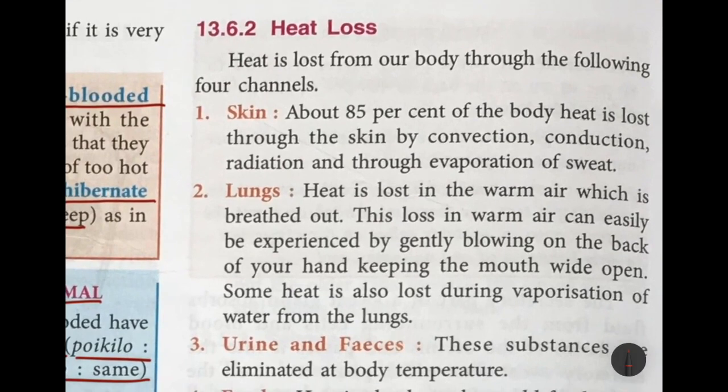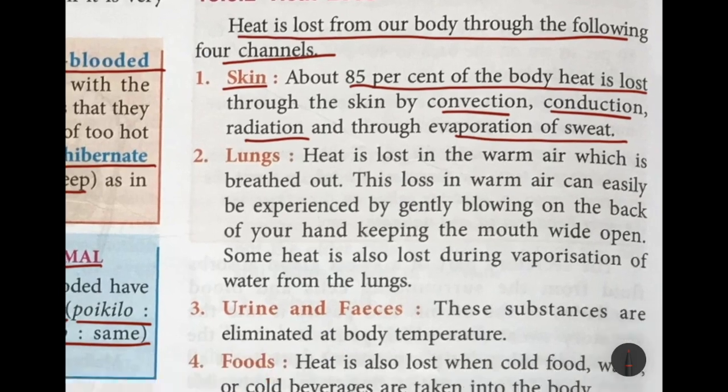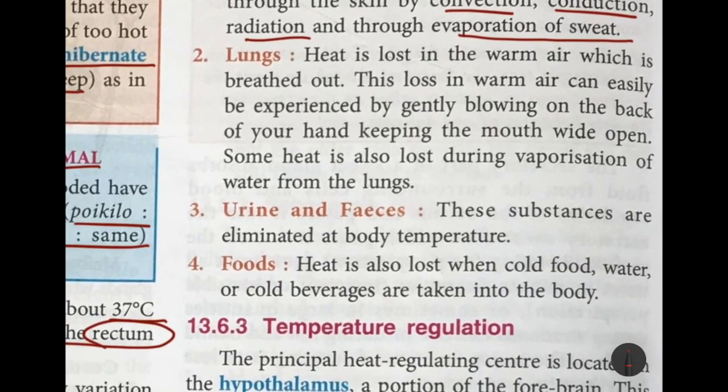Now how is heat lost in our body? Heat is lost in our body first through the skin. About 85% of the body heat is lost through the skin by convection, conduction, radiation, and evaporation of sweat. Heat is lost in the warm air, which is breathed out from the lungs. When you breathe out, you are breathing out warm air. So this way, heat is lost from the body.